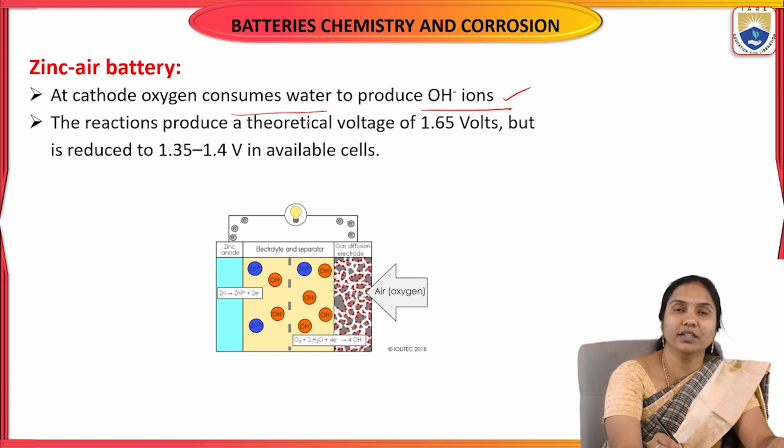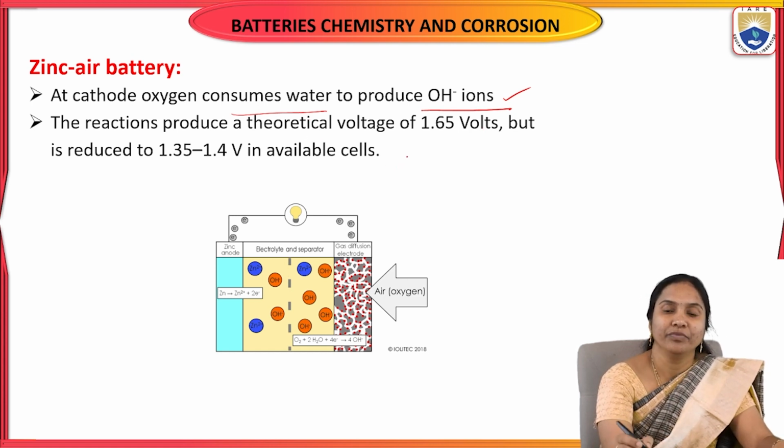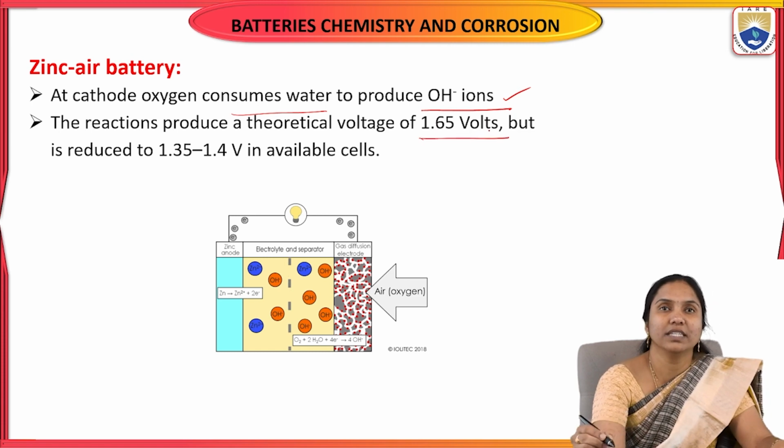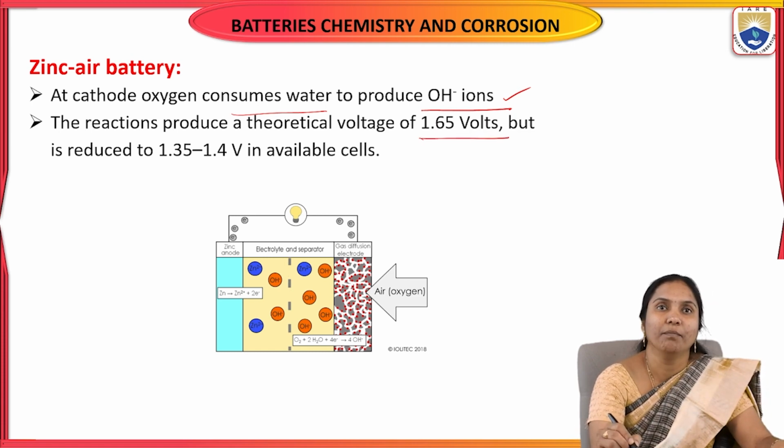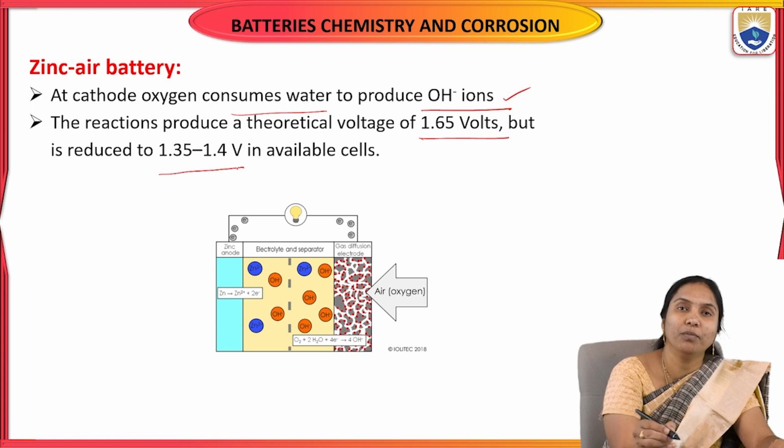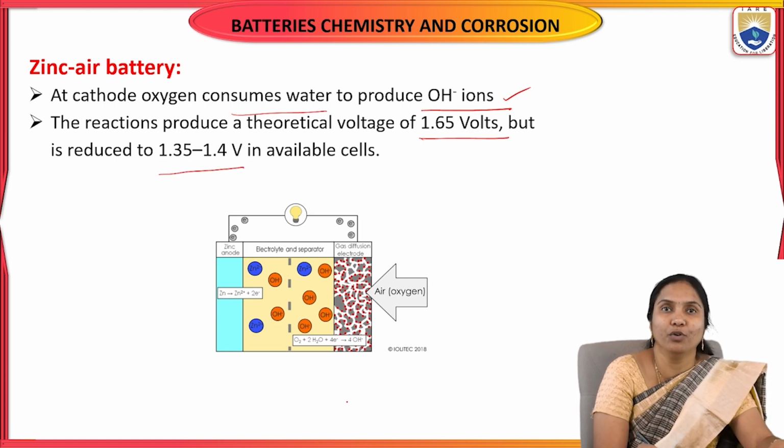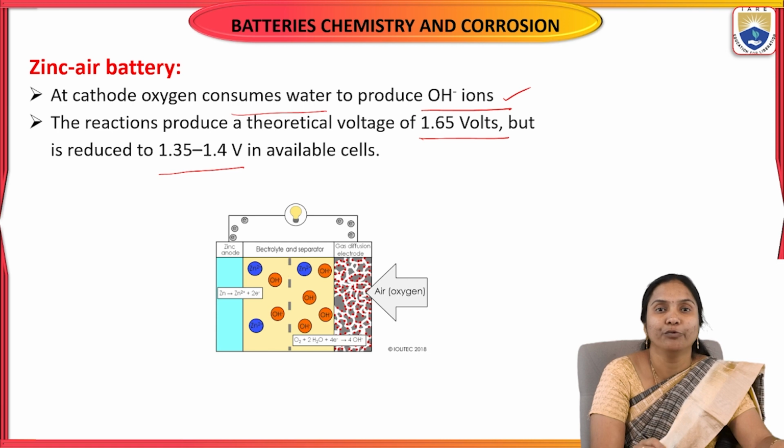So what is the voltage of this zinc air battery? The theoretical voltage is 1.65 volts, but it is reduced to 1.35 to 1.4 volts in presently available cells.